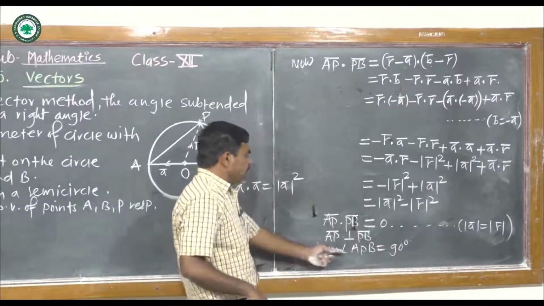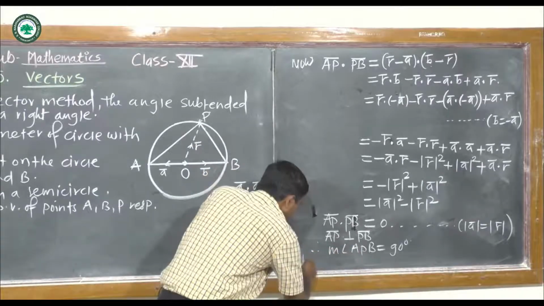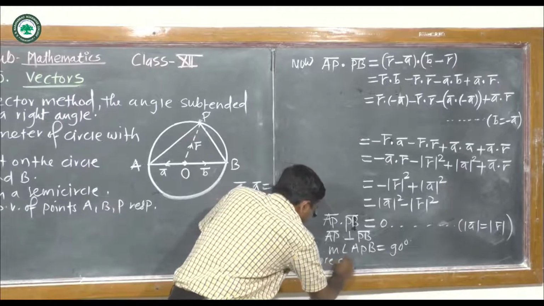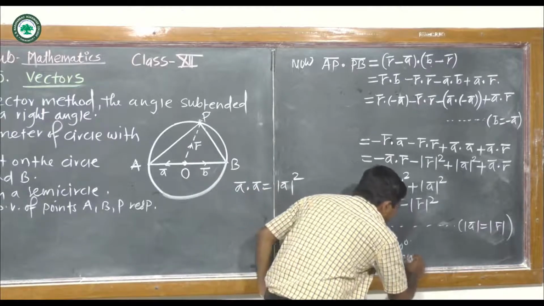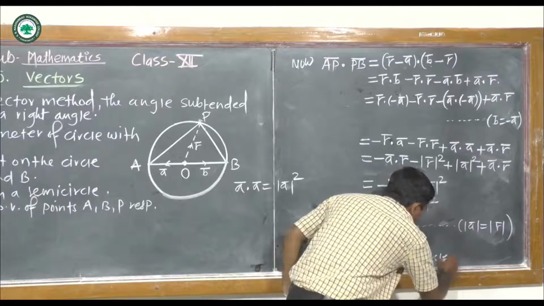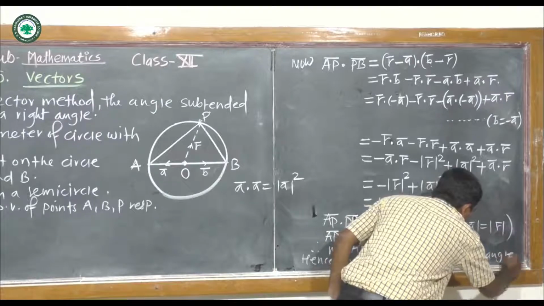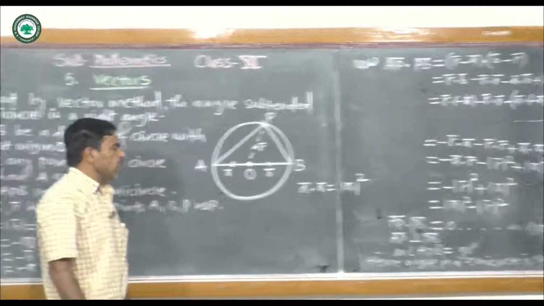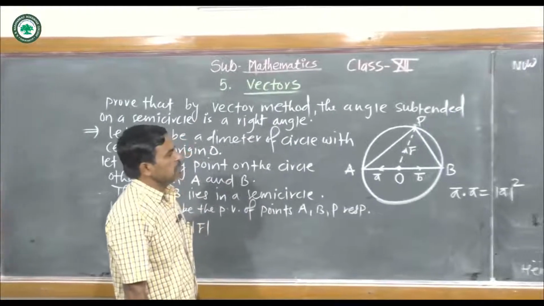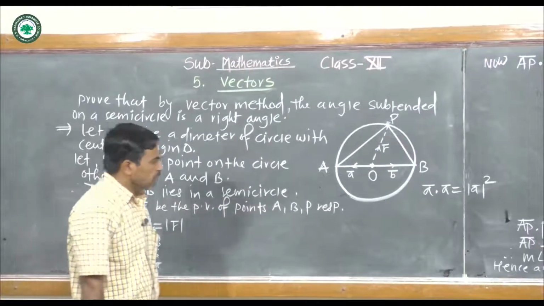And angle APB is in a semicircle. So hence, angle in a semicircle is a right angle, and hence the proof. So in this way we have proved that an angle in a semicircle is of measure 90 degrees. So today we stop it here.